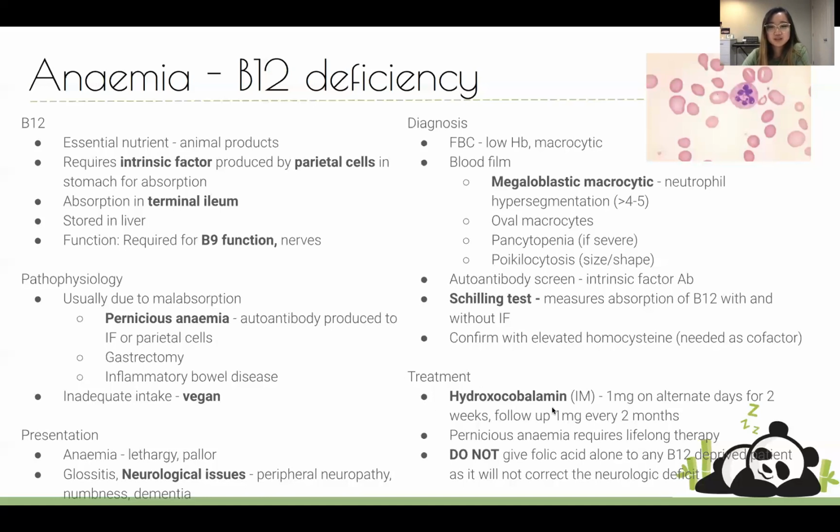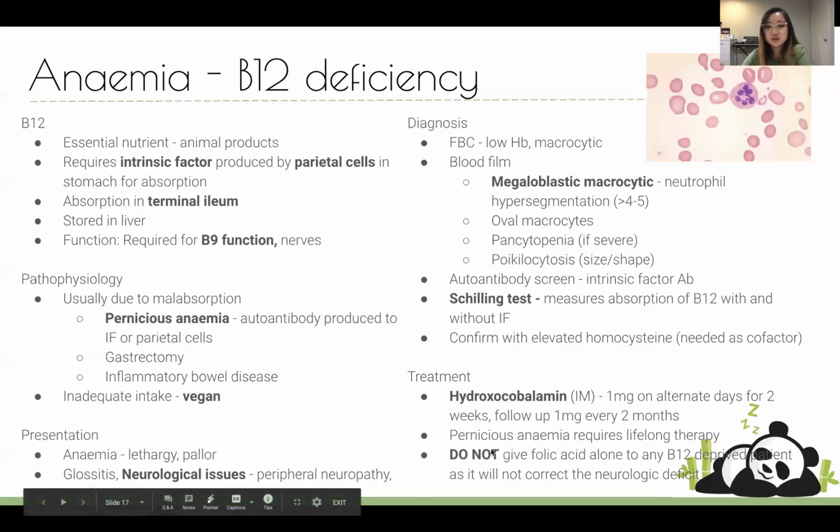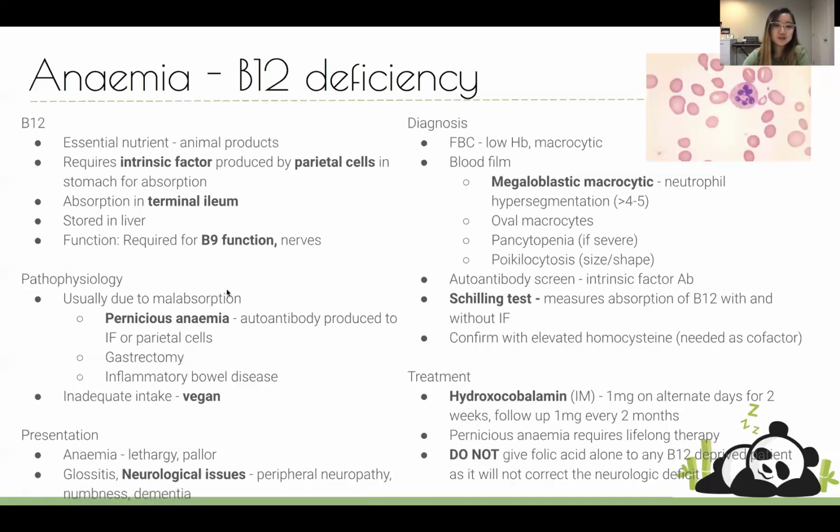Treatment is just supplementation again. So hydroxycobalamin is just B12 essentially. You give it intramuscularly. Pernicious anemia will require lifelong therapy, and if they're also folate deficient, don't give that alone. You always need to give B12 as well, because B12 is required for B9 or folate function.